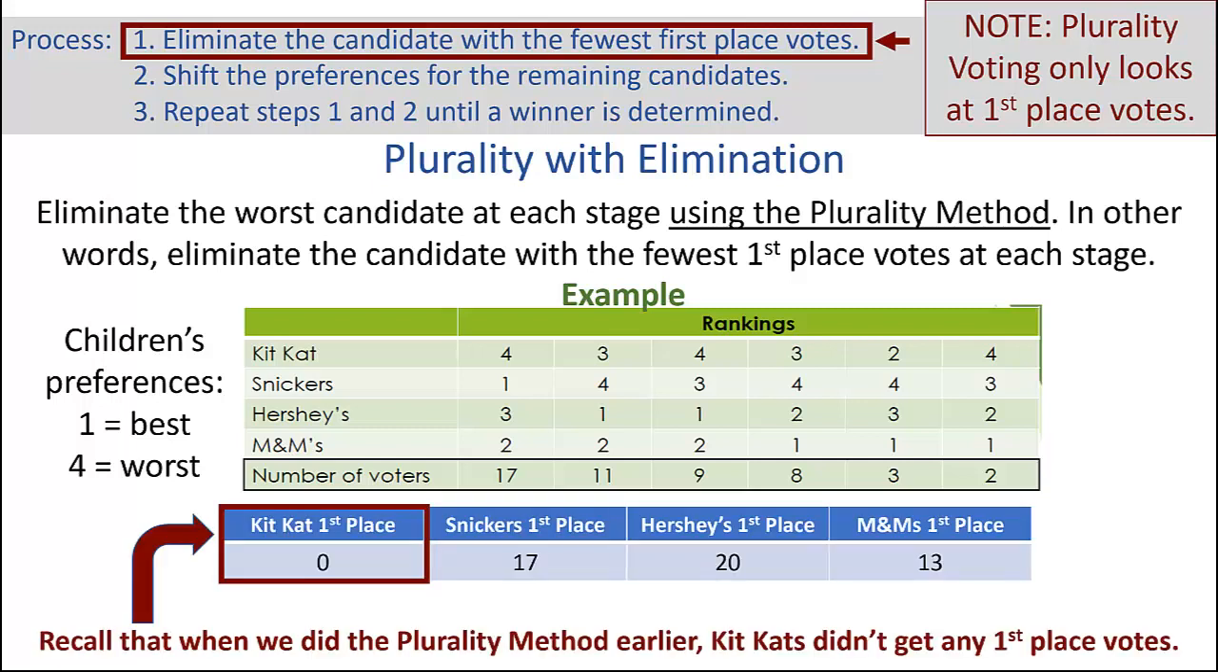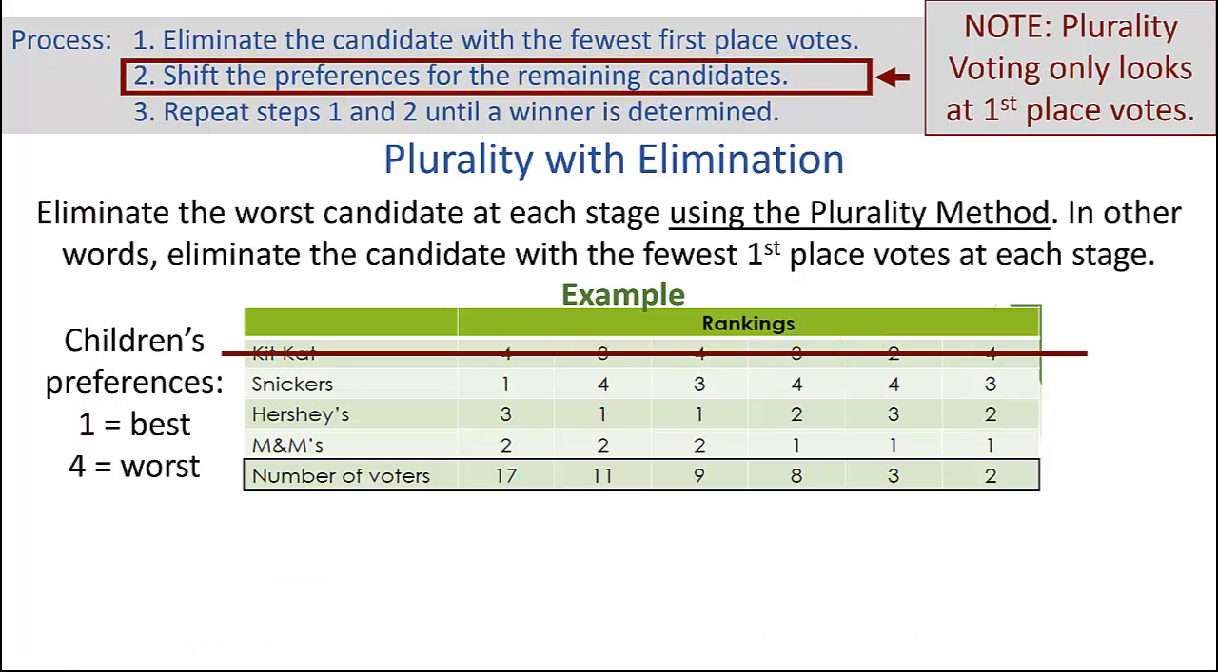We found out that when we first started, Kit Kat didn't get any first place votes, and the other three did get some. So in running this plurality with elimination, we can take advantage of the fact that we really already did the plurality election once for this problem. So we already know that Kit Kat is the first one eliminated. So we can get rid of Kit Kat. Second step is to shift the preferences for the remaining candidates.